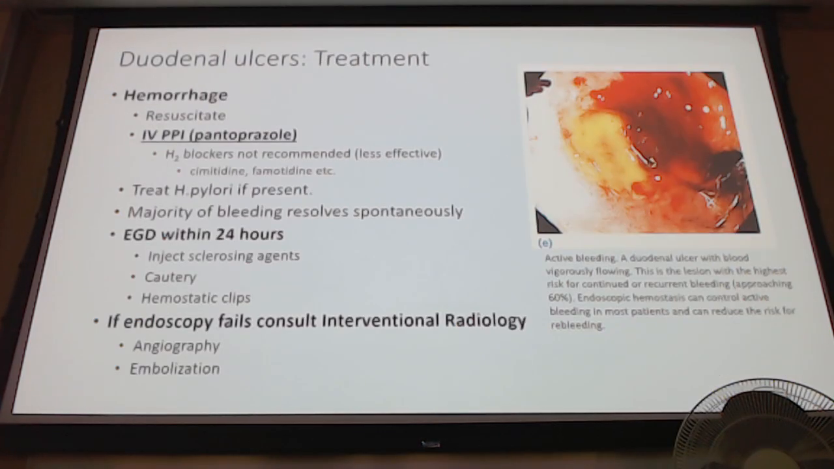Okay, treatment. If it's hemorrhaging, the first thing is to resuscitate. We need to start an IV PPI, proton pump inhibitor. We will not use oral. This will be a high dose, 40 twice a day of IV pantoprazole. We really don't use H2 blockers at this point. They're less effective. If we find H. pylori, we will start to treat. Most of the time the bleeding resolves spontaneously.